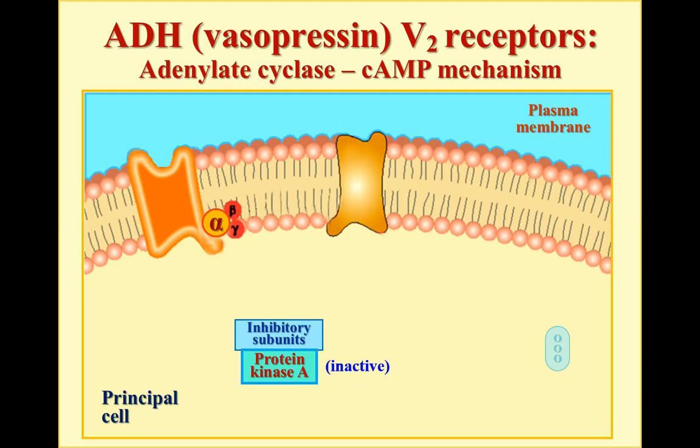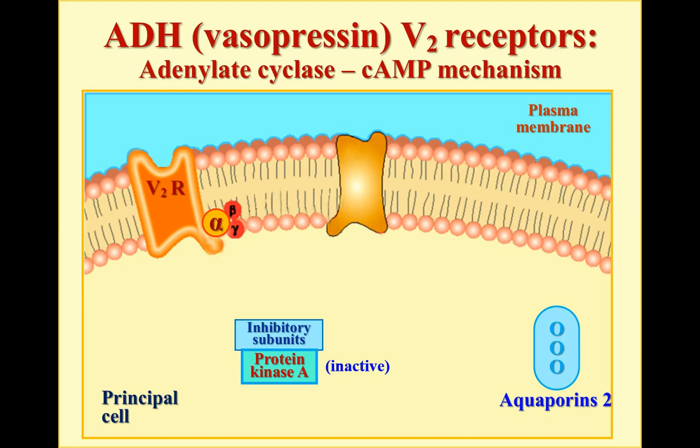These cells have specific aquaporins, in particular aquaporin 2, which are internalized, and they can be inserted into the plasma membrane, but insertion of aquaporins is exactly controlled by ADH, antidiuretic hormone. Let's start from the beginning.